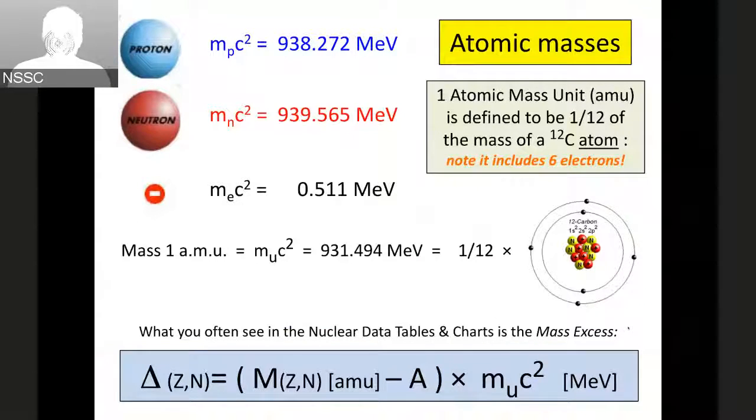All right, and the AMU is 931.494. So in fact, you see it's a full 8 MeV lighter, so 8 parts per thousand, roughly, lighter. The binding of the carbon, even including the electrons, makes it about 8 parts per thousand lighter than the sum of the constituents. And I'll have you do a problem on this.